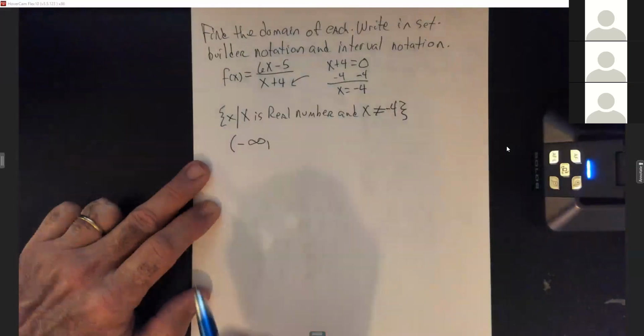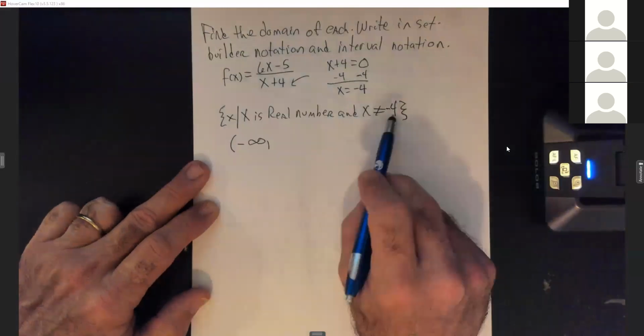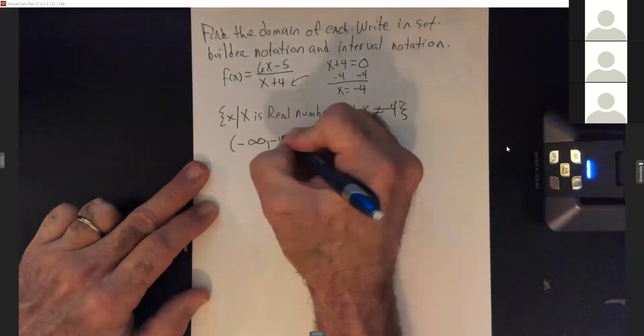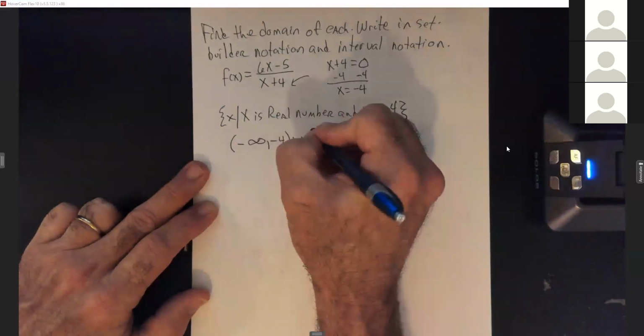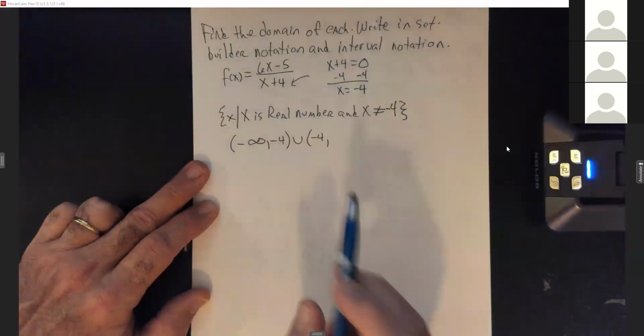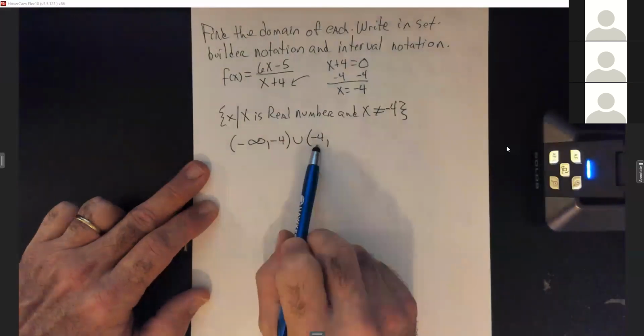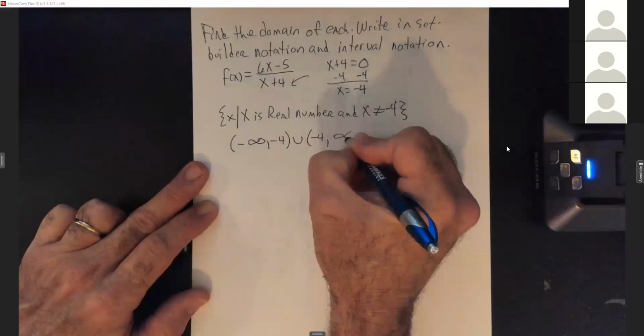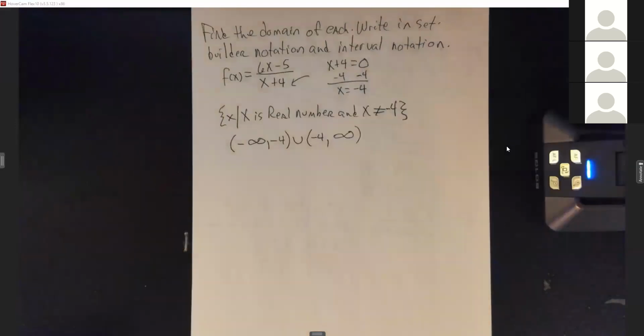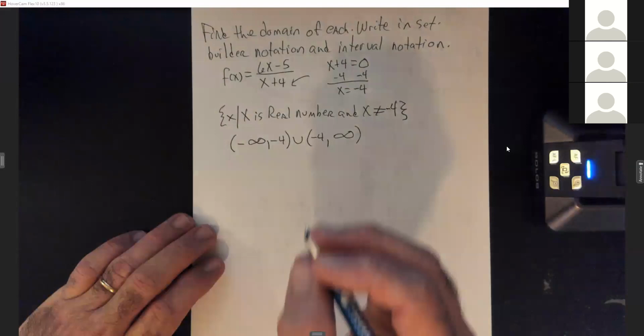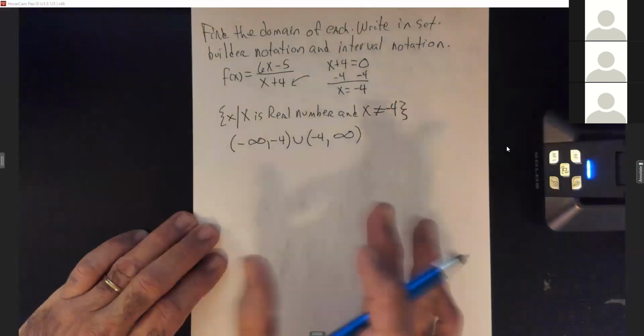From negative infinity, you can go to negative 4, but you can't equal negative 4. So remember, we're going to union around that negative 4. And then from the negative 4, I can head off towards positive infinity. So that one we've already sort of been doing stuff like that. The new one will be these ones that got the x squareds on them, okay?